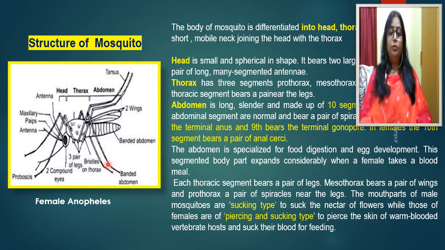Each thoracic segment bears a pair of legs, and the mesothorax also bears a pair of wings, and the prothorax bears a pair of spiracles. The mouth parts of male mosquito are sucking type, and they suck the nectar of flowers, and those of females are piercing and sucking type. They pierce and suck the blood of vertebrate hosts, which is used for eggs.